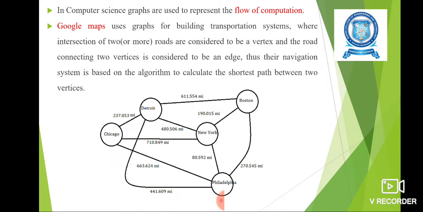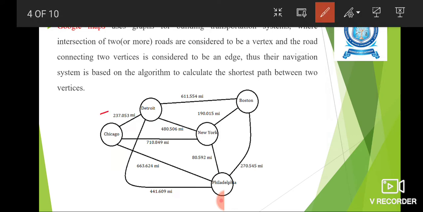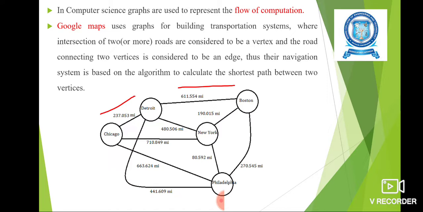Generally, in computer science, graphs are used to represent the flow of computation. How the computation flow takes place is represented with the help of the graph. The other real-life application of graph is Google Map. It uses the graph for building a transportation system. Here, the intersection of two roads is considered to be a vertex.